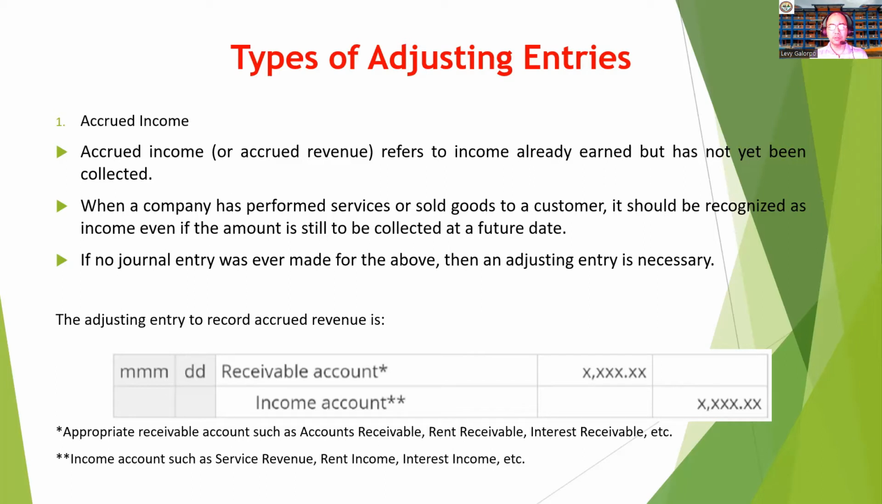The adjusting entry to record accrued revenue is, so yung date ilalagay natin, and then debit the receivable account at credit ang income account. Ano-ano ba itong mga receivable accounts na ito? It's like the accounts receivable, rent receivable, interest receivable, at iba pa. Ano naman ang nasa income account? Yung service revenue, yung rent income, interest income, at iba pa.